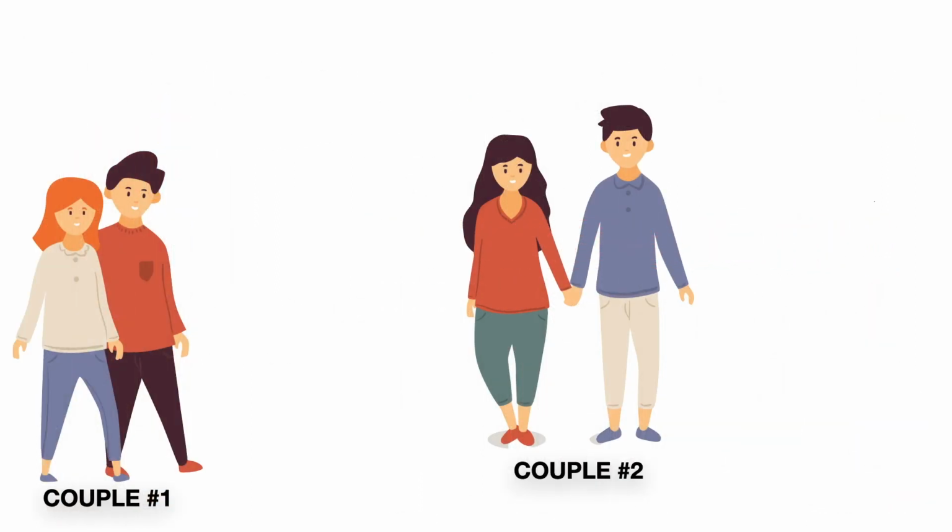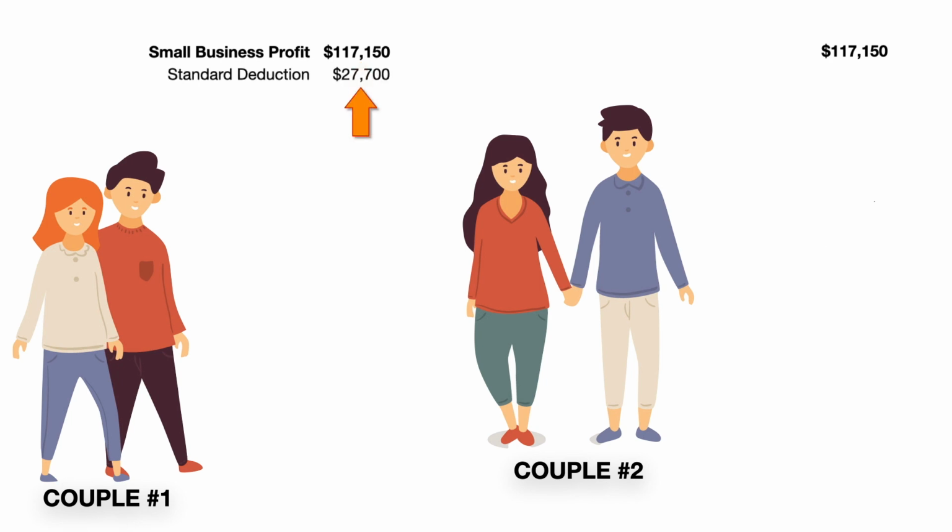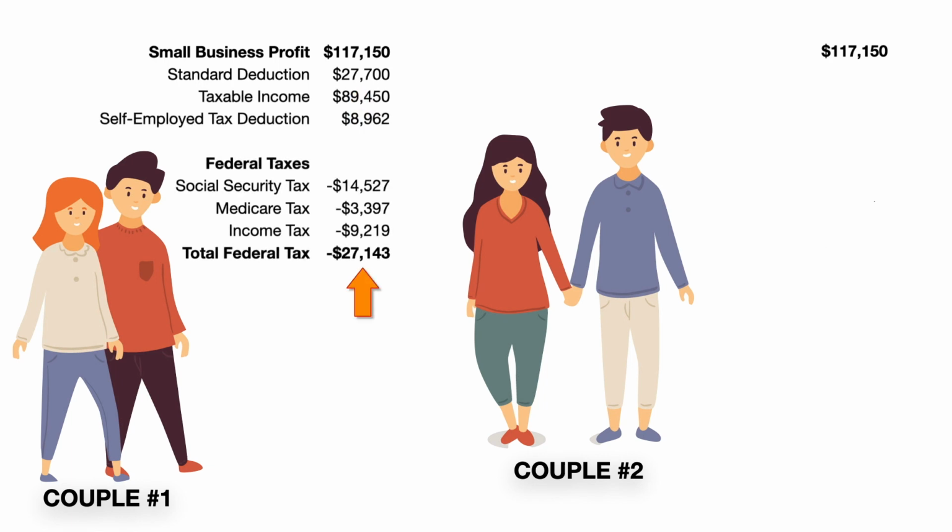Here are 2 couples that both make $117,150 in income in 2023. Couple 1 started a business and earned $117,150 in profit. After taking the standard deduction of $27,700 for married couples, the couple pays these federal taxes for an effective federal tax rate of 23.2%.